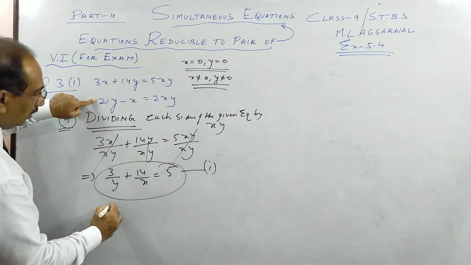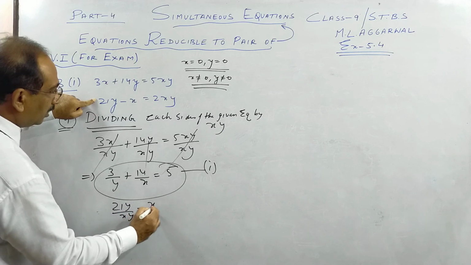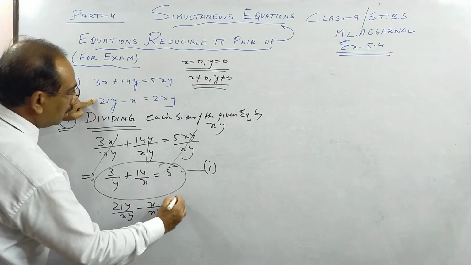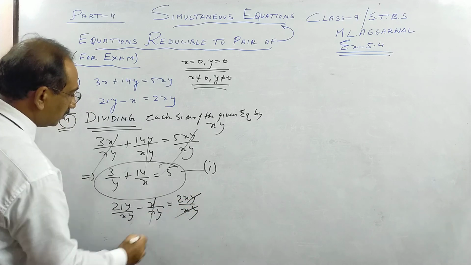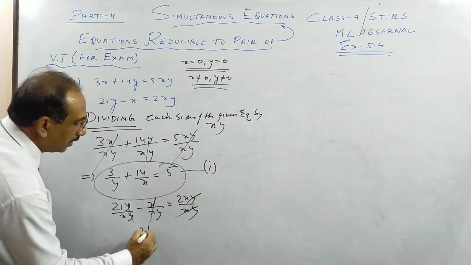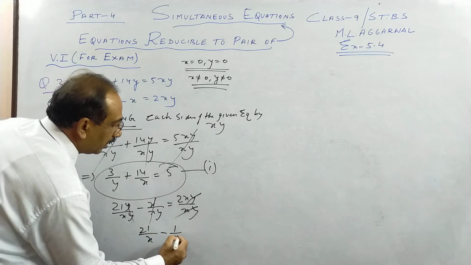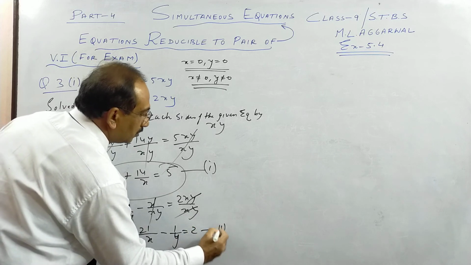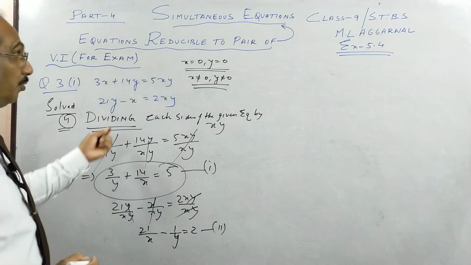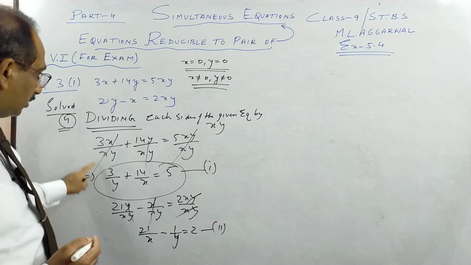Same way you see here, 21y by xy minus x by xy is 2xy by xy. So this cancels, this cancels, this cancels. So I get 21 by x minus 1 by y is 2. So this is second equation. Now how we reduce it to linear simultaneous equations.